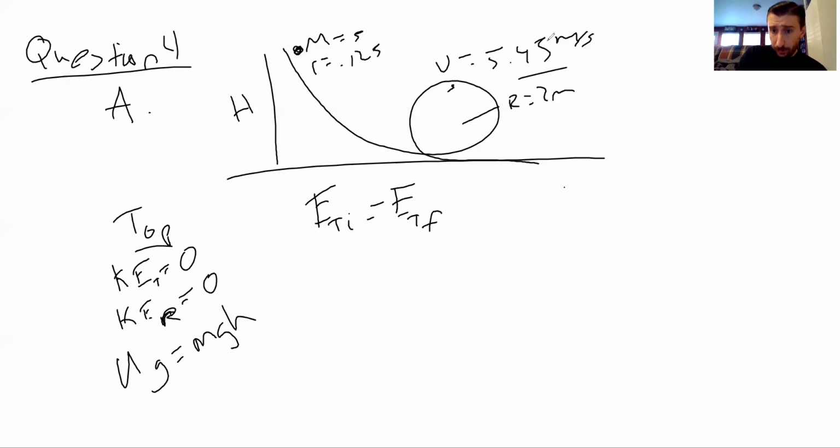So if you look at the loop at the highest point here, we know it's going to be moving. Here's this velocity. It's going to have translational energy. It's going to be rotating because it's rolling, so it's going to have rotational energy.